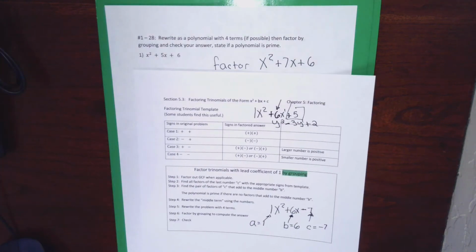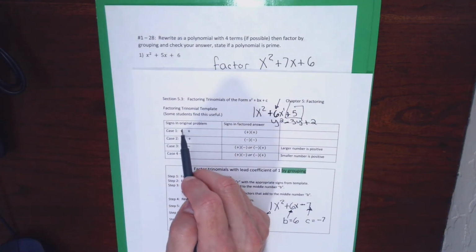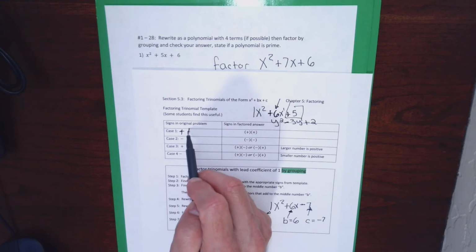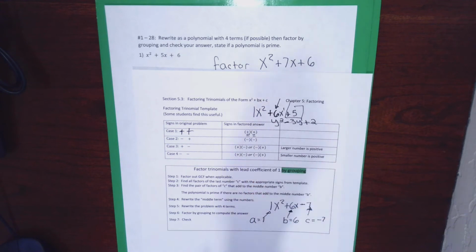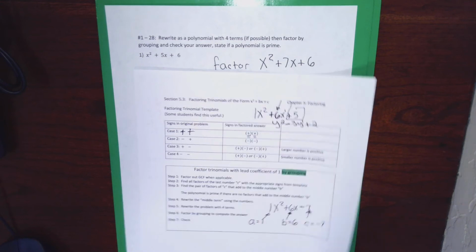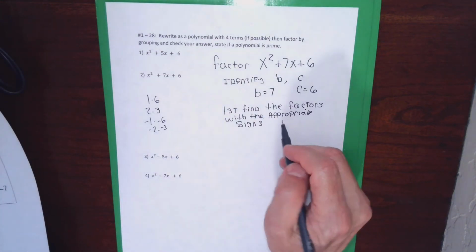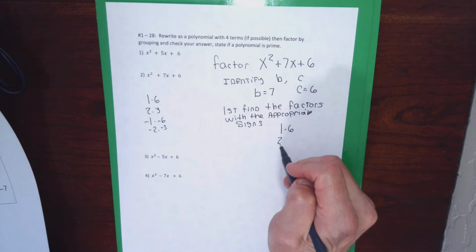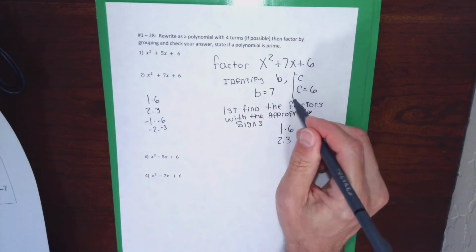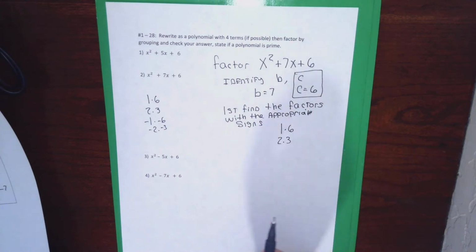In this particular problem, because the signs in the original problem are both pluses, when I go to find the factors of 6, I only want the double plus factors. I don't want to worry about the double minus factors. Even though two negatives can multiply out to be a positive, they're not going to be helpful in this problem. So I'm just going to write the factors of 6 with the appropriate signs, which are 1 and 6 and 2 and 3. That's how I use the c, the constant part of this.